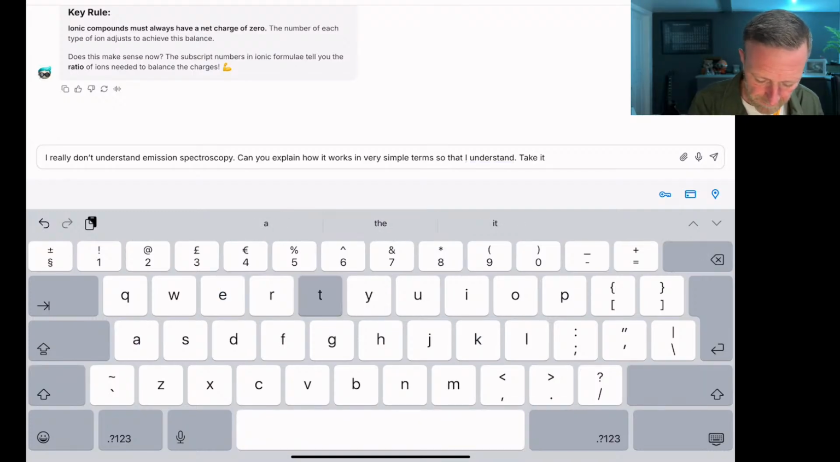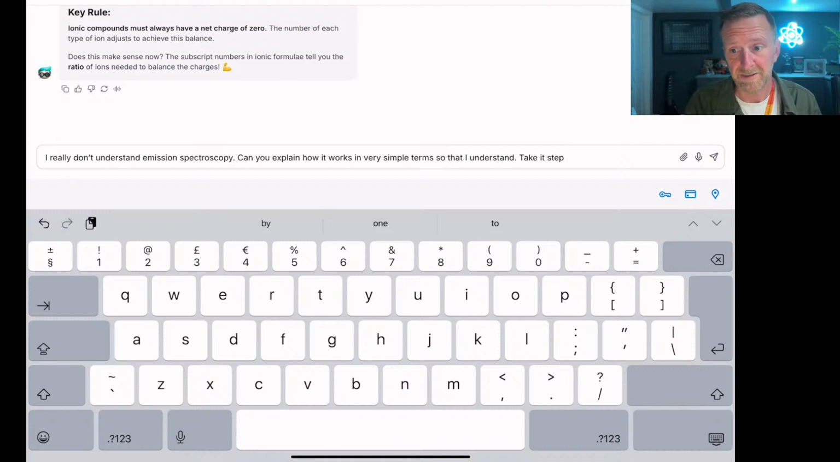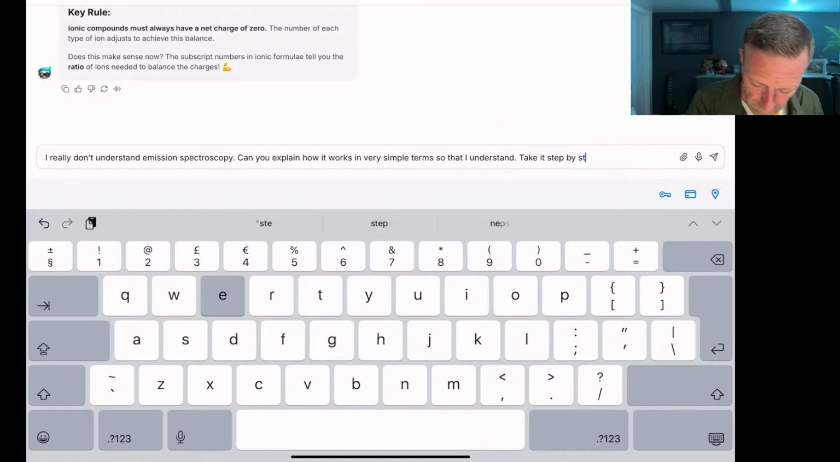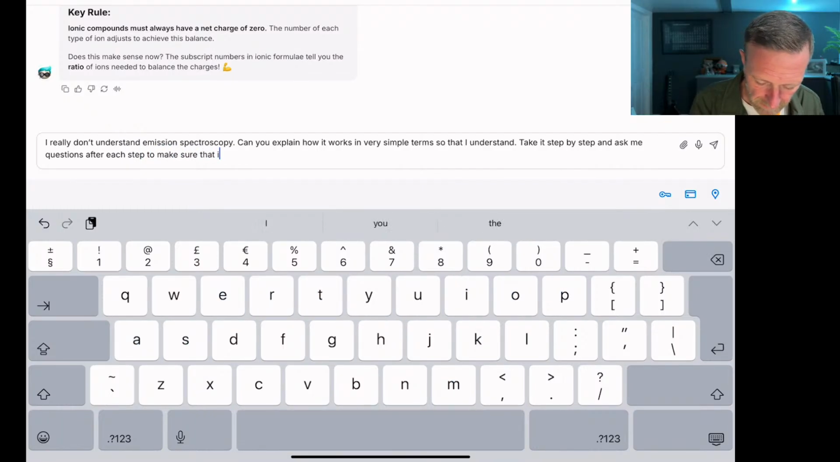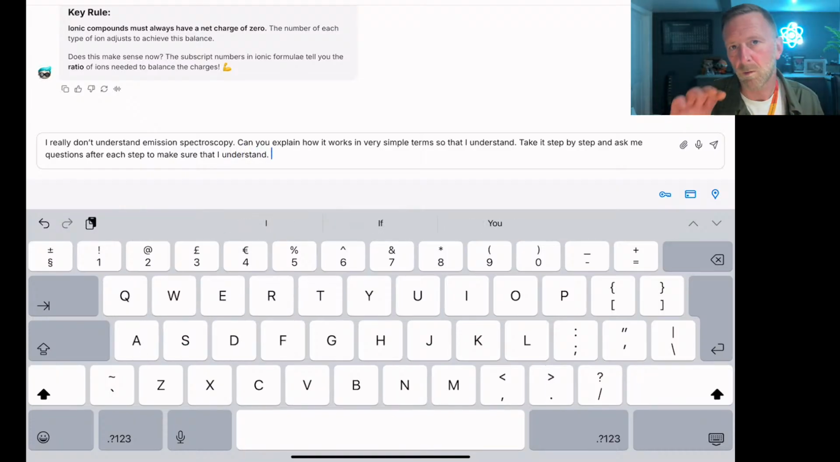Take it step by step. Let's say it's something you really don't understand. So take it step by step and ask me questions after each step to test, to make sure that I understand. What we're doing here is going, you know what, I have zero clue. My teachers taught it and it may as well have been in a completely different language. Literally just talk me through it.